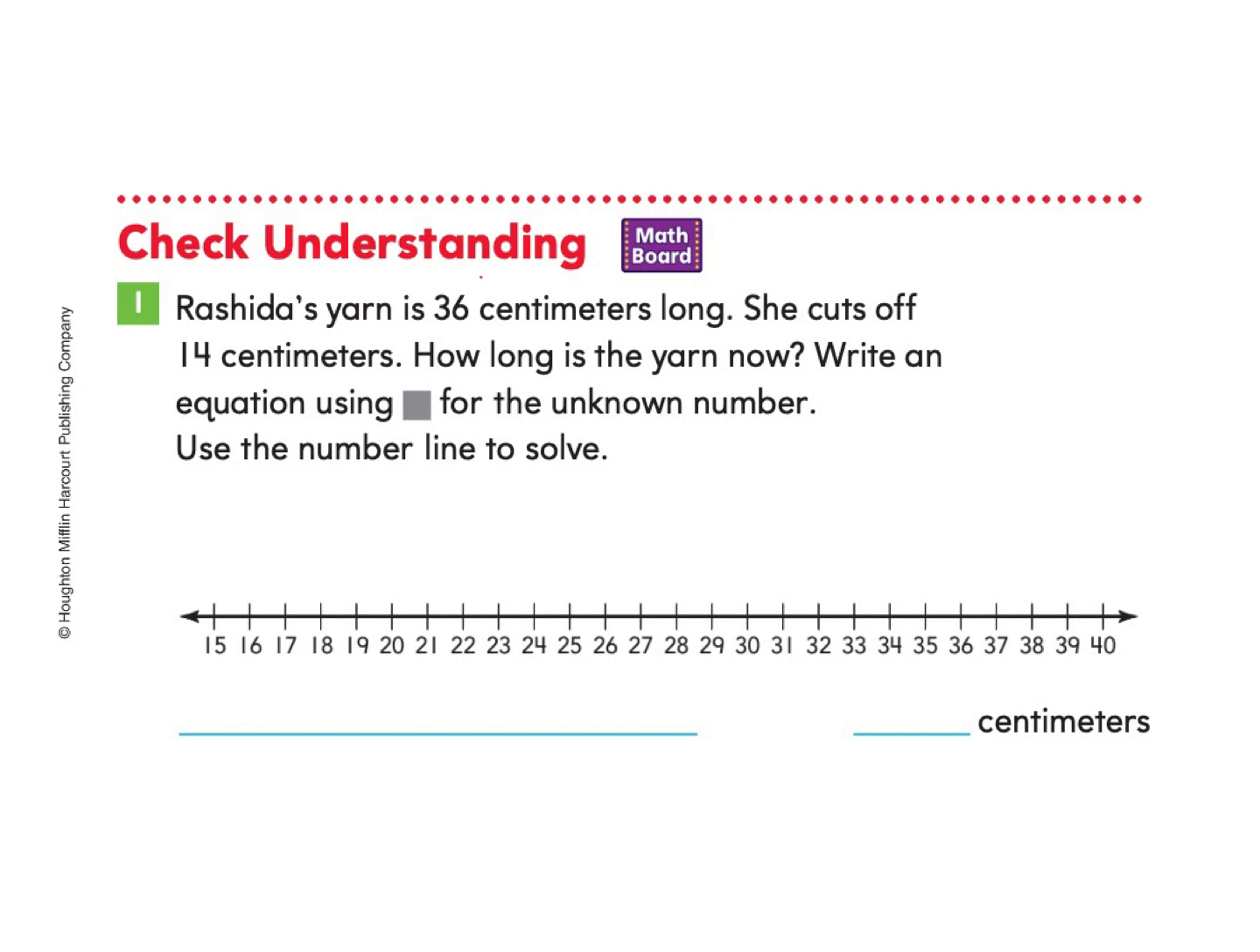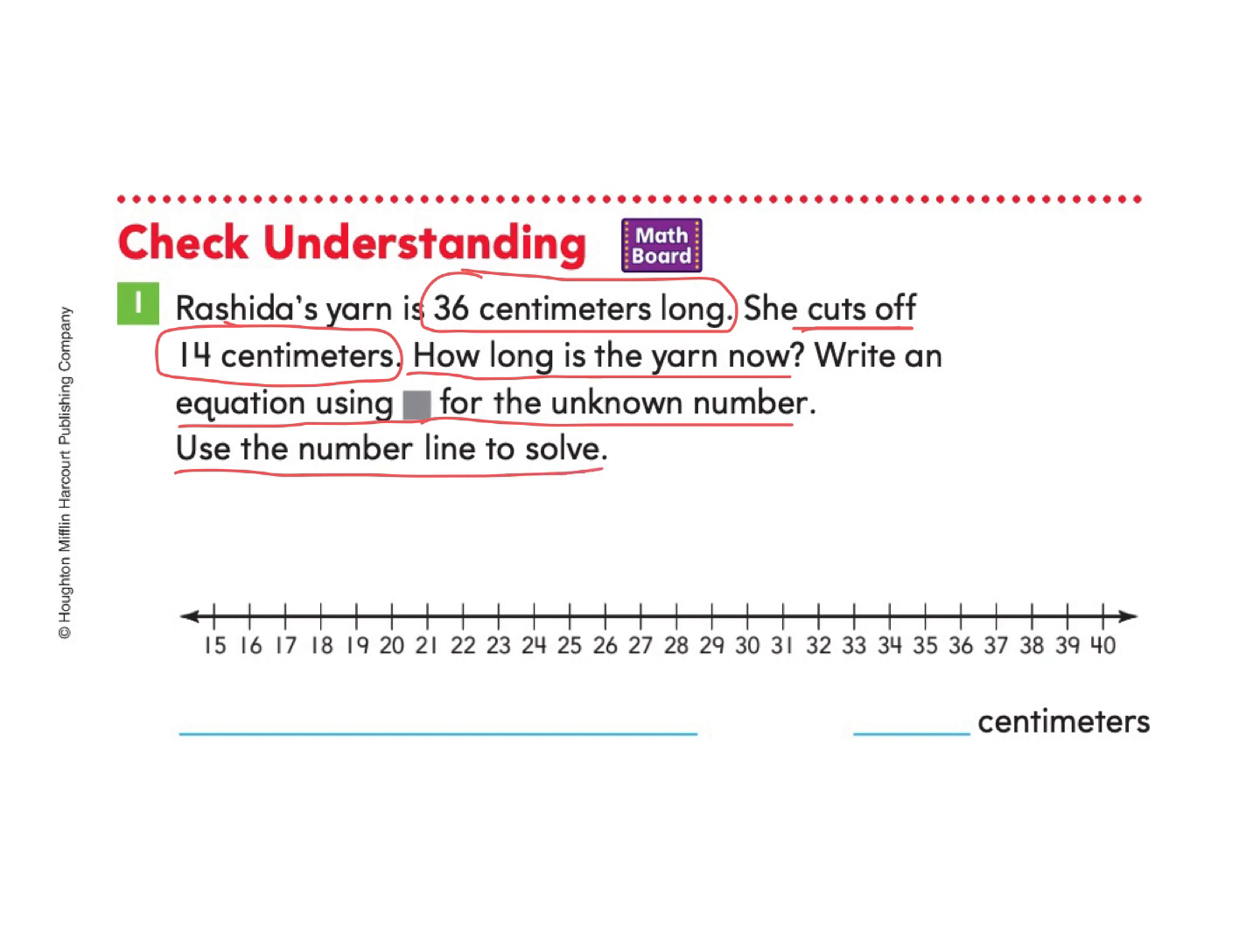Okay, we're ready for check understanding. Rashida's yarn is 36 centimeters long. She cuts off 14 centimeters. How long is the yarn now? Write an equation using a square for the unknown number and use the number line to solve. If you would like to try this on your own, you may do so. Pause this video and then come back to check your answer, or follow along with me.